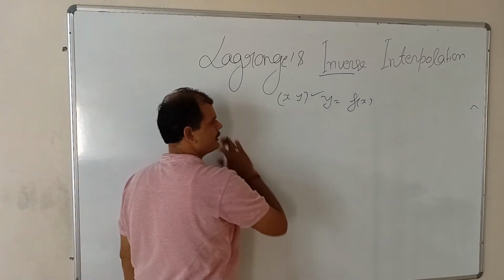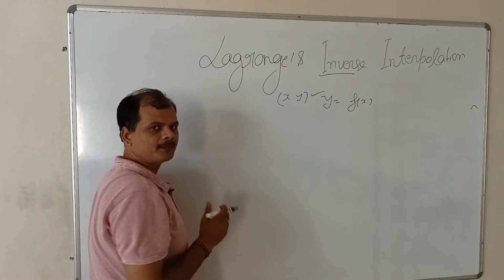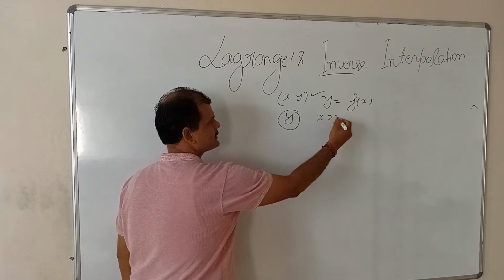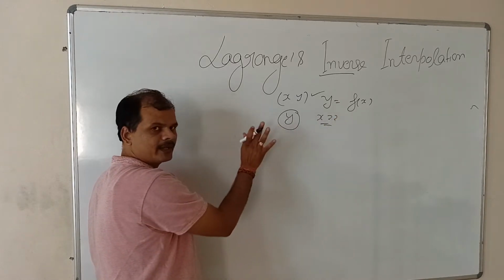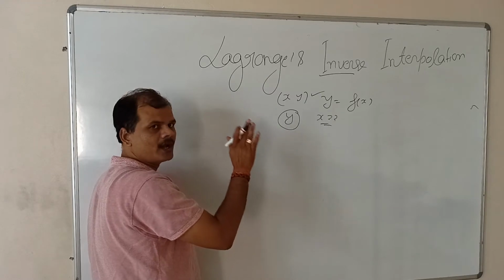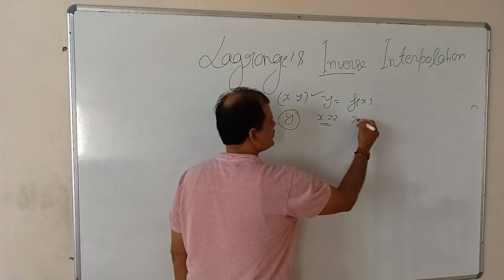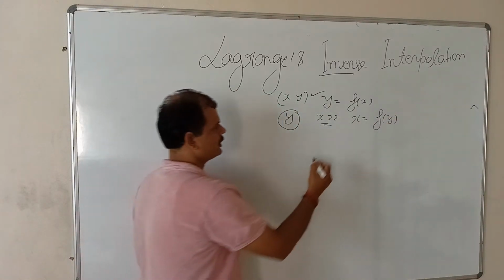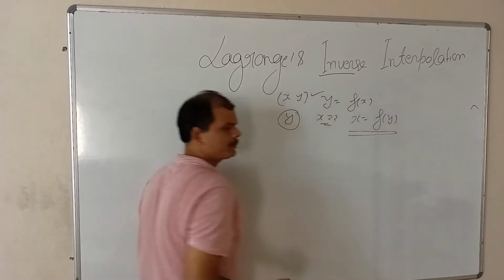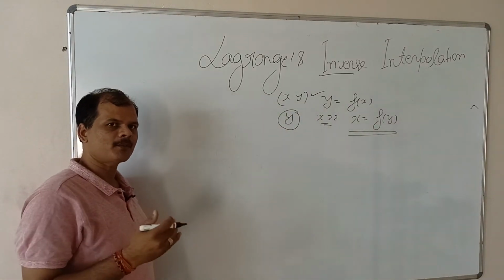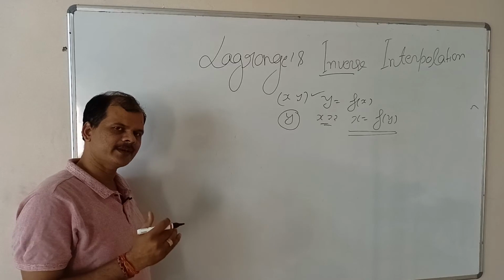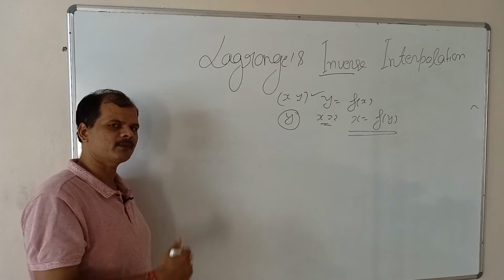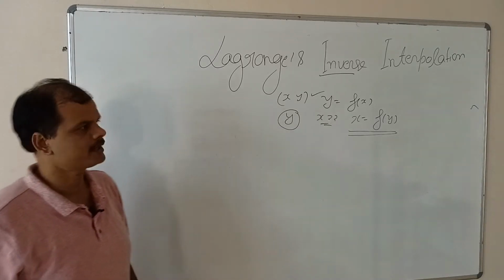Means here for any given x we can get the y, but sometimes y will be given and you need to find the x. At what x is this the y value? So in this case we approximate the polynomial x as a function of y. This is called inverse interpolation, interpolating x in terms of y, because here y is given and we need to find the x for what value of x this is the given y value. So this is your inverse interpolation.